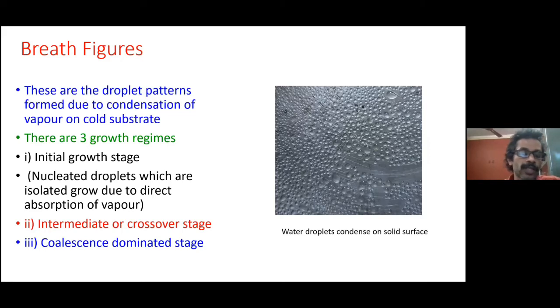Then there is an intermediate or crossover stage. Some of the droplets grow a bit larger, and then they coalesce and form a bigger droplet. Here vapor is condensing plus there are a few events of coalescence. Finally, this enters what is called the coalescence dominated state, where a lot of coalescing events are taking place. They have their own features.